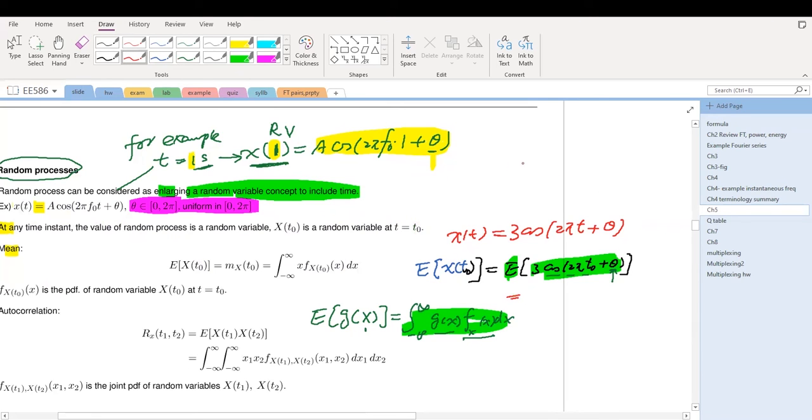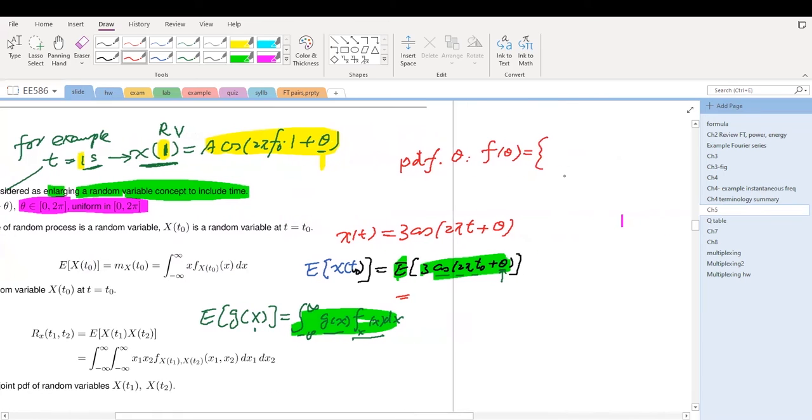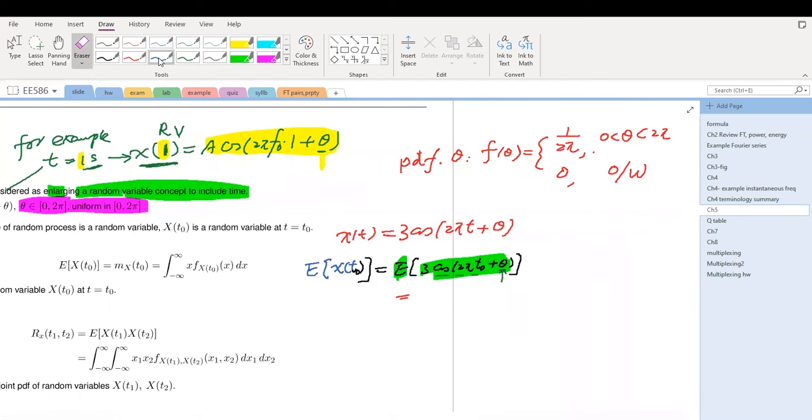The PDF function of theta, f theta, equals 1 over 2 pi for theta between 0 and 2 pi, and 0 otherwise, right? So this is the PDF function. Now we plug it in here. Because the PDF function of theta only has non-zero value from 0 to 2 pi, this integral from minus infinity to infinity really becomes 0 to 2 pi.